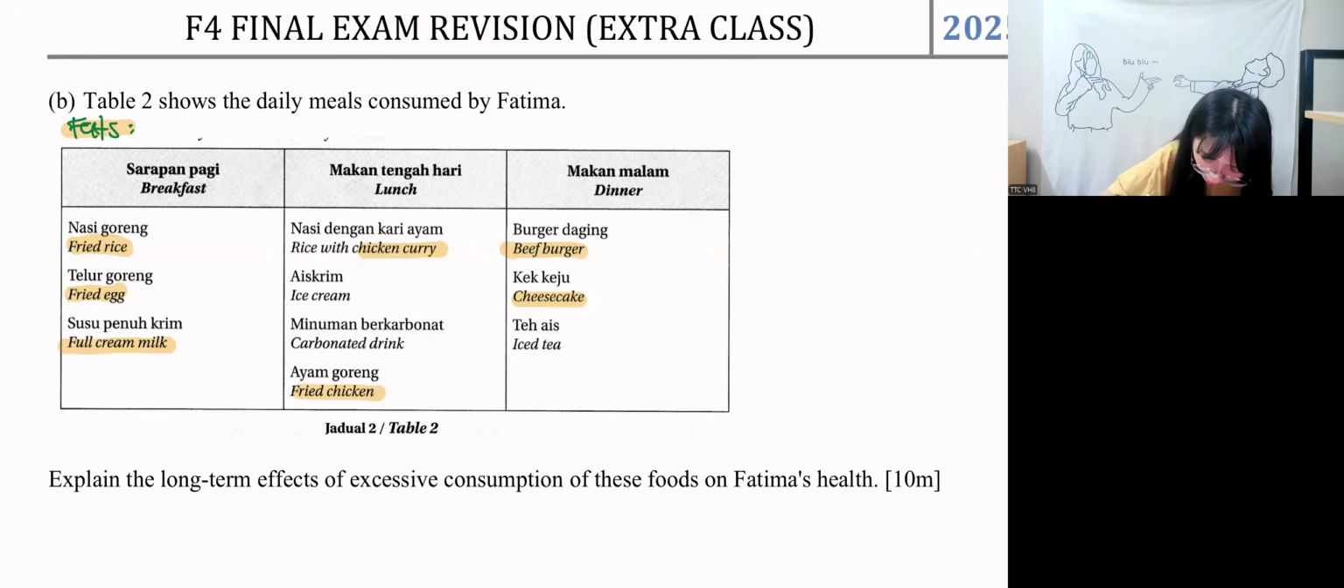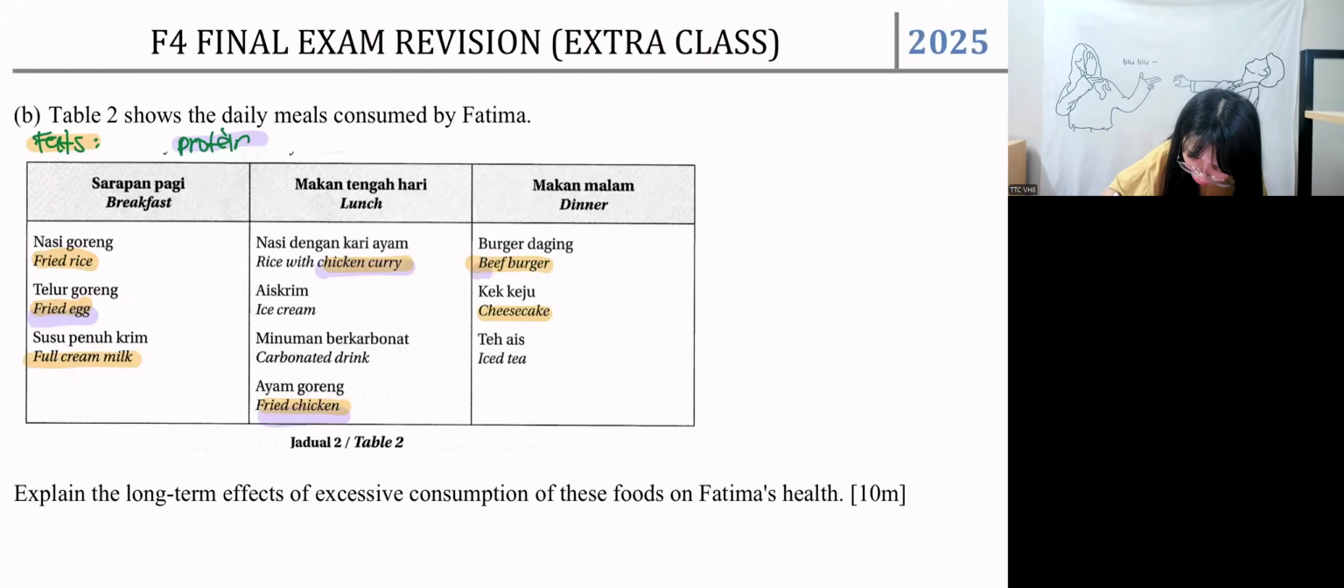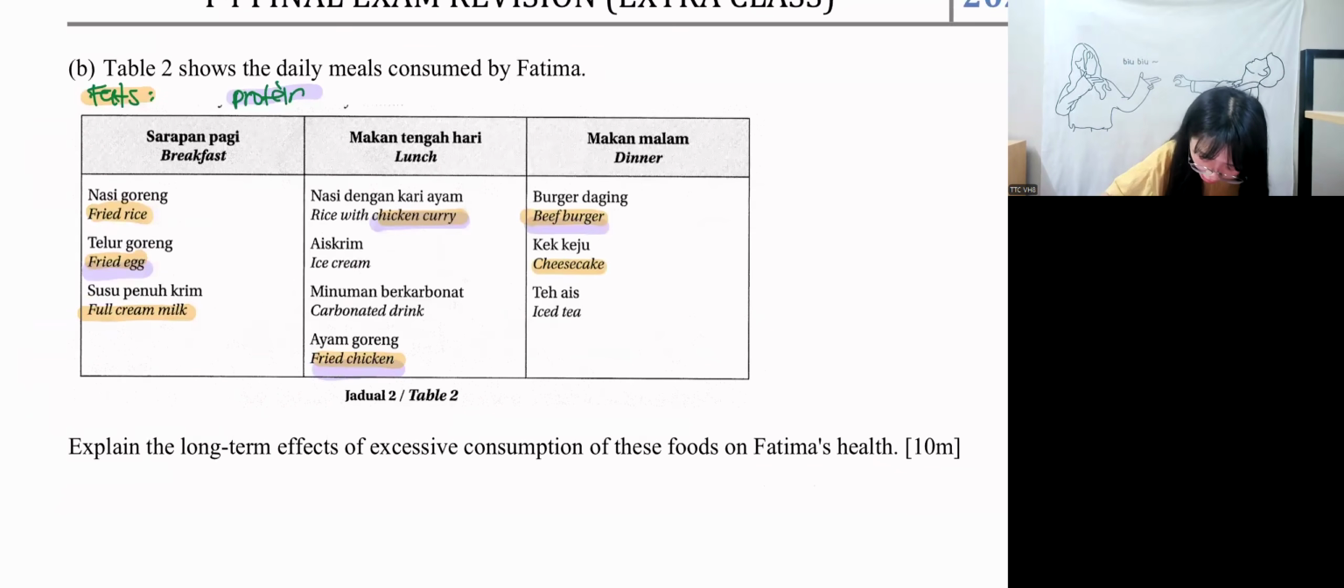Next, we have protein. I use purple color for protein. For protein, we have fried egg, curry chicken. Chicken is protein. Fried chicken is protein. Beef burger is protein. Okay, next, we have too much sugar, carbohydrate.